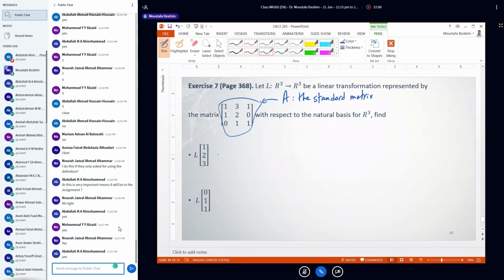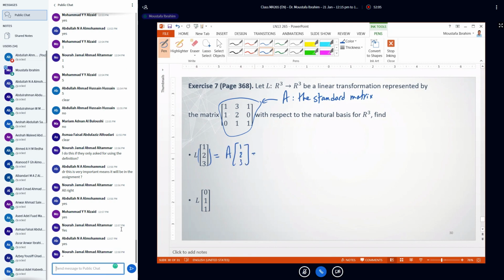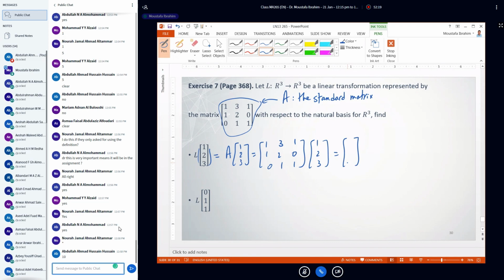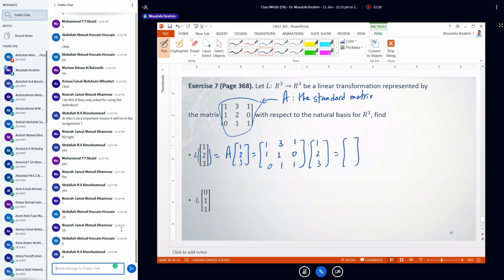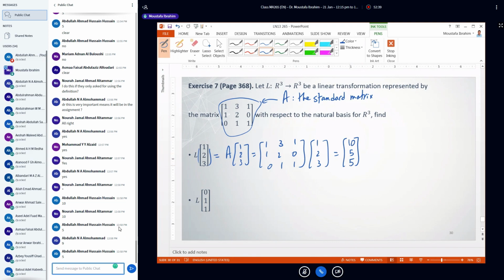Now, let's find L(1,2,3). Very simply, we take A multiply (1,2,3). So it will be very good: rows (1,3,1), (1,2,0), (0,1,1), multiply (1,2,3). Yalla, guys, give me all components. It's 10 first: 1 plus 6 plus 3, it's 10. And then 5, correct. And the last one, 0 plus 2 plus 3, also 5.